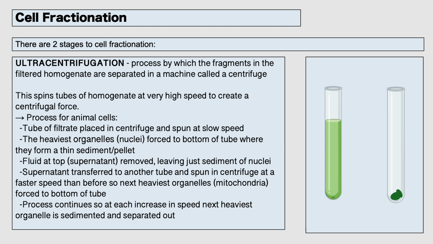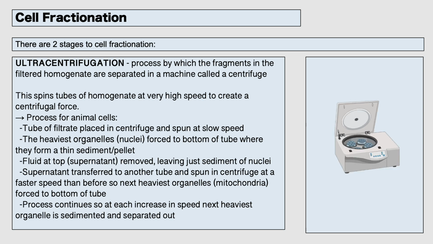The supernatant is transferred to another tube and spun in the centrifuge at a faster speed than before, so the next heaviest organelles, the mitochondria, are forced to the bottom of the tube. The process continues, so at each increase in speed, the next heaviest organelle is sedimented and separated out.